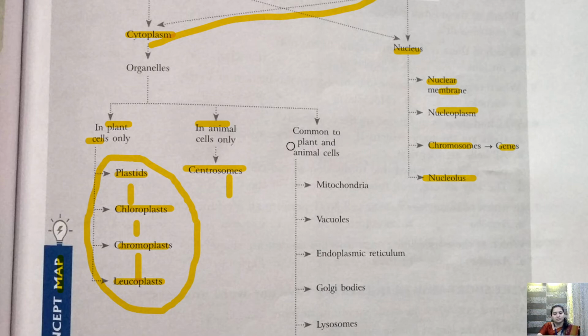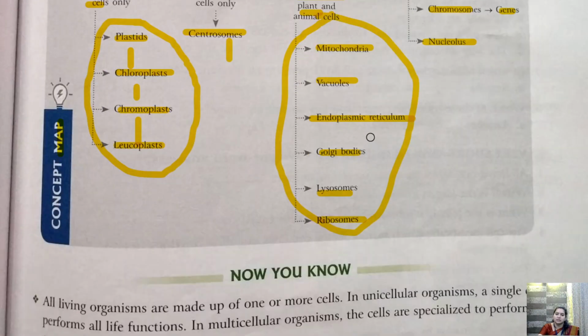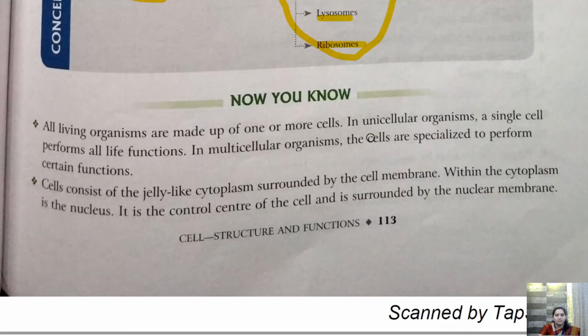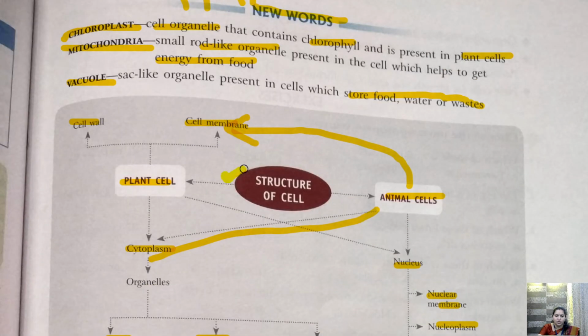Okay. Now, what are the cell organelles that are common in both plants and animals? That is mitochondria. Mitochondria is called, children, powerhouse of the cell. Very good. We have vacuole, endoplasmic reticulum, Golgi bodies, lysosomes and ribosomes. So all these organelles are present in both plant and animal cell. Okay. So this concept map you will draw in your fair notebook of biology and you will write these new words.